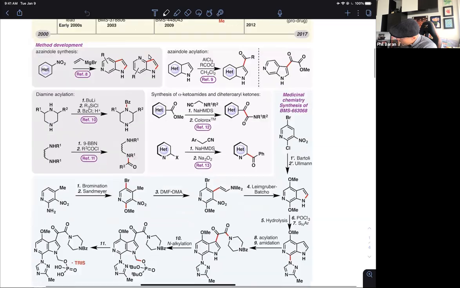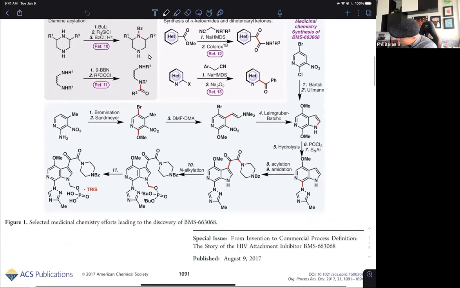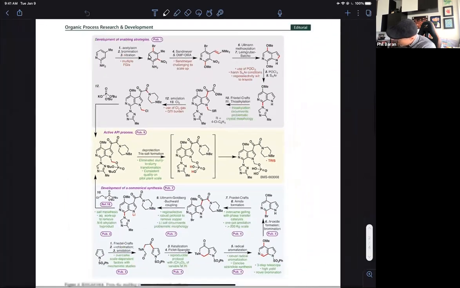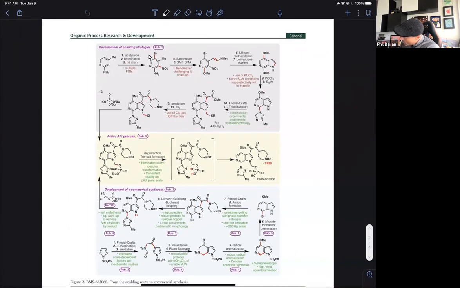And here is the medicinal chemistry synthesis, very similar to what we talked about. And then the 9 publications that are shown here are summarized in a very quick fashion. So if you don't have time to read all 9 papers, you can take a look at this editorial that we wrote that summarizes this landmark contribution to medicine.